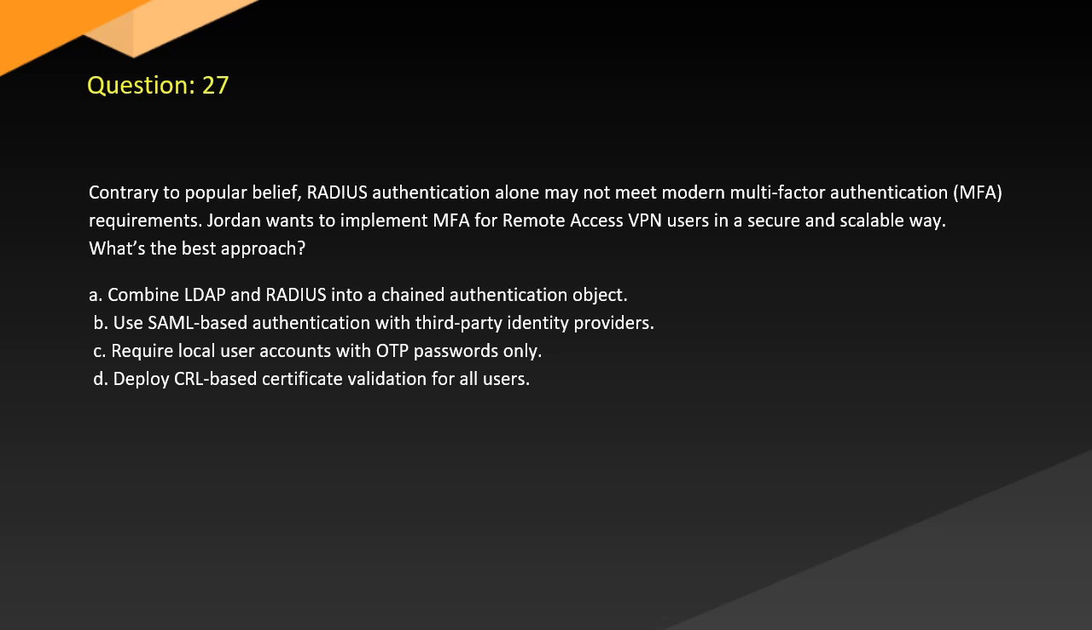Question 27. Contrary to popular belief, RADIUS authentication alone may not meet modern multi-factor authentication (MFA) requirements. Jordan wants to implement MFA for remote access VPN users in a secure and scalable way. What's the best approach? A. Combine LDAP and RADIUS into a chained authentication object. B. Use SAML-based authentication with third-party identity providers. C. Require local user accounts with passwords only. D. Deploy URL-based certificate validation for all users.